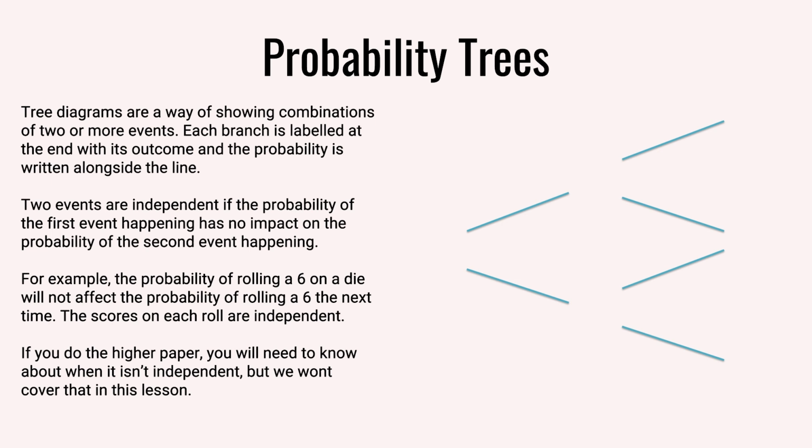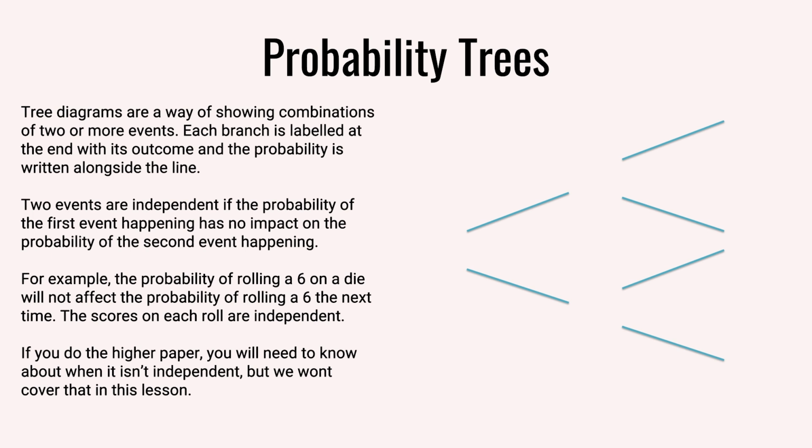Two events are independent if the probability of the first event happening has no impact on the probability of the second event. For example, the probability of rolling a 6 on a die will not affect the probability of rolling a 6 the next time. The scores on each roll are independent.